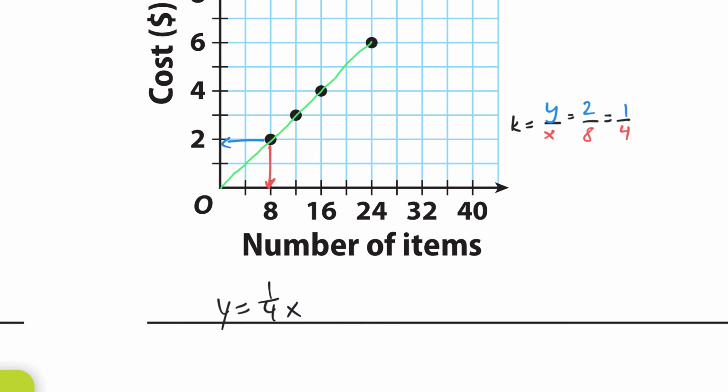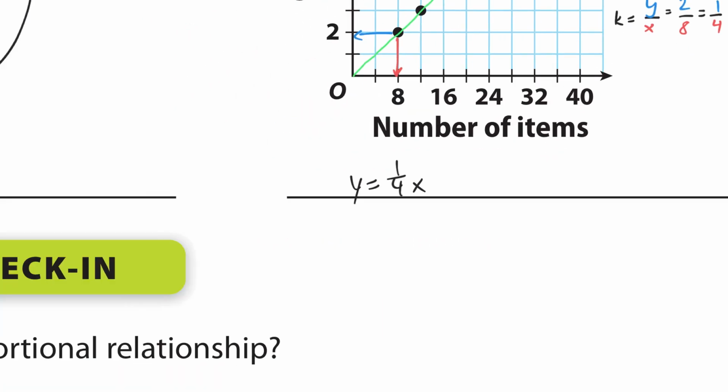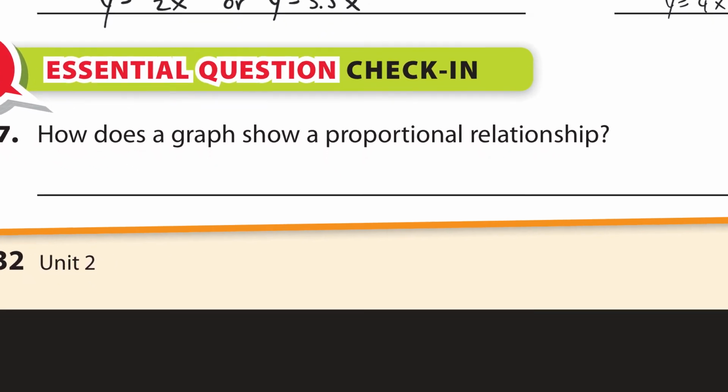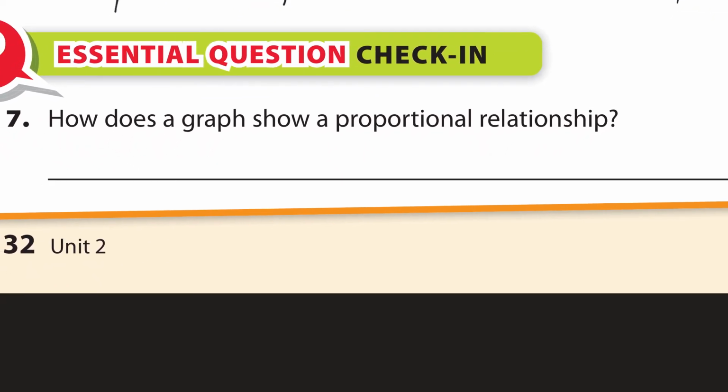Okay, that's easy. So let's go with the last question here. How does a graph show a proportional relationship? Well, the graph is a straight line through the origin. Okay, so there you go.